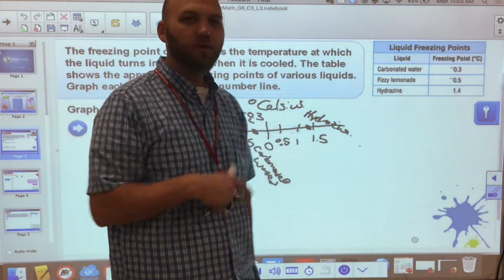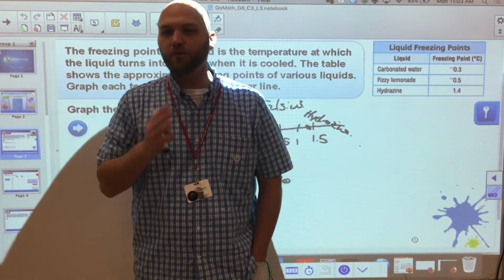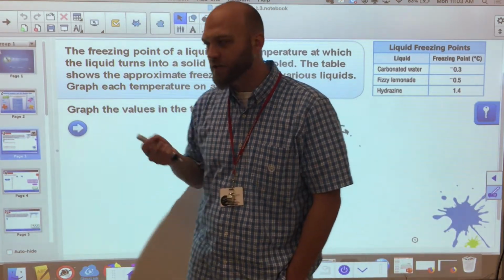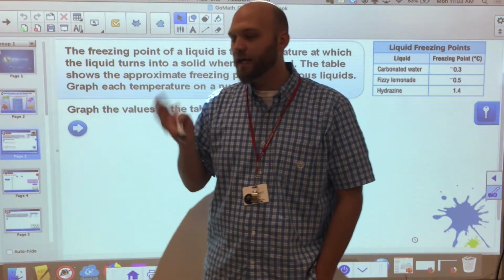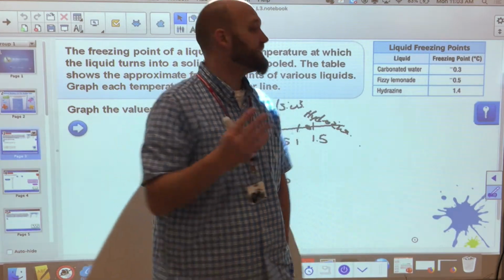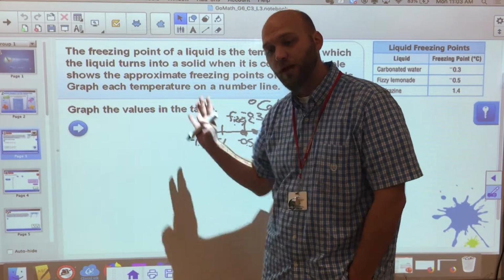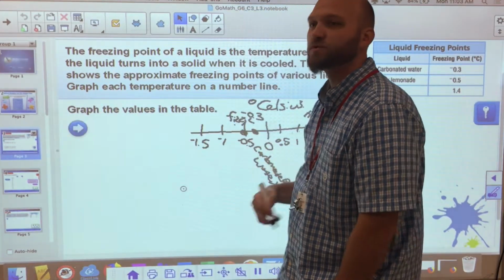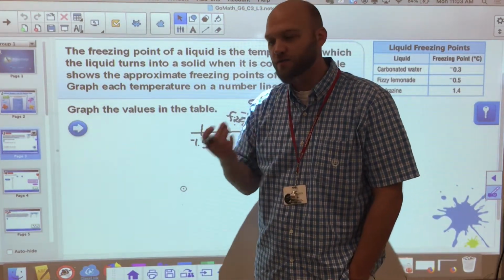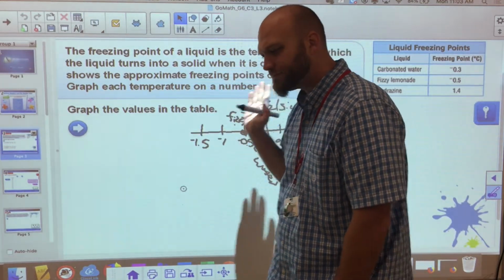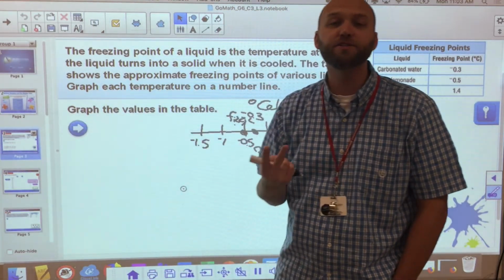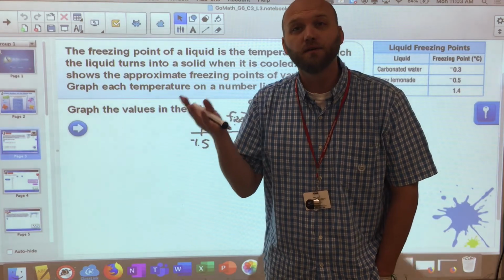Now, what's really important is we remember when we're dealing with positive and negative numbers that we ask ourselves what two integers is that number going to be between. If it's negative, like a -4.5, it's going to be between -4 and -5. And that gets us to the right place on our number line. So start with which side of zero are we on? And then what two integers will my number be found between?